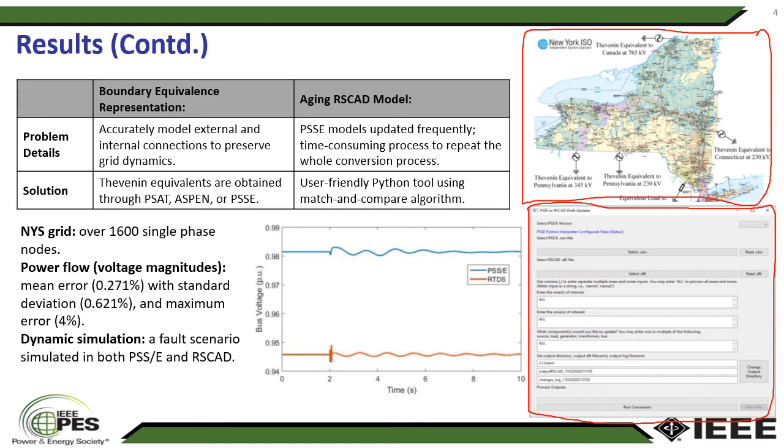The proposed idea has been tested over the New York State grid model and ended up with more than 1600 single-phase nodes. The power flow solution shows a mean error of 0.27% with a maximum percentage error of 4%. The dynamic simulations between the PSS and RSCAD are plotted and shown here, and the dynamics are very close to each other.